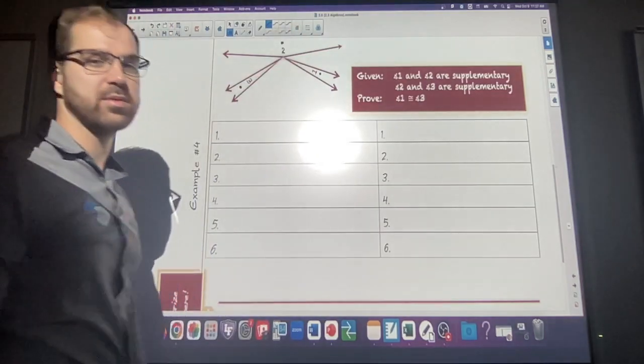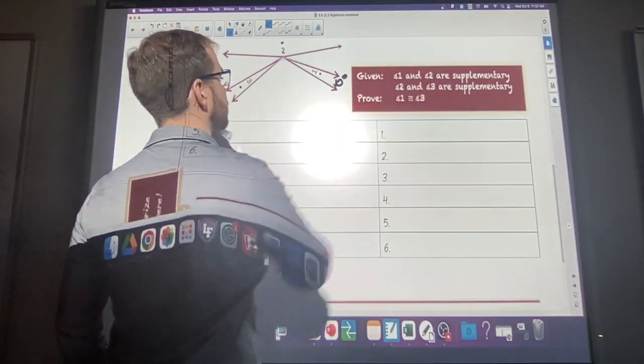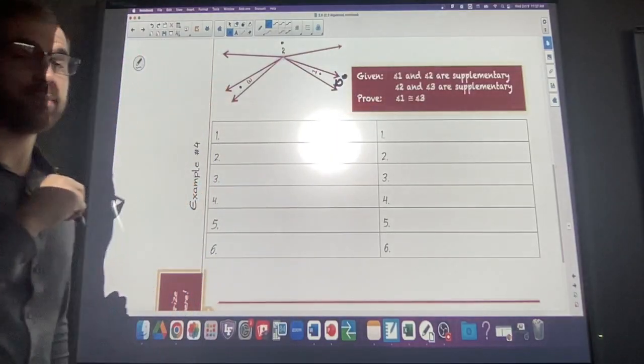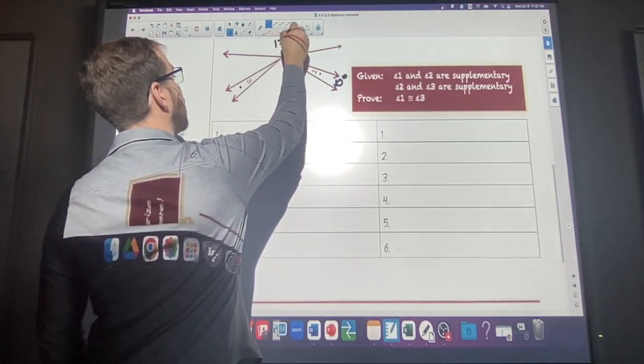So let's make up some numbers to make sense of it for ourselves. Let's say that 1 is 10 degrees. If 1 and 2 are supplementary, I mean they add to 180, what would 2 have to be? Well, it would have to be 170 degrees.